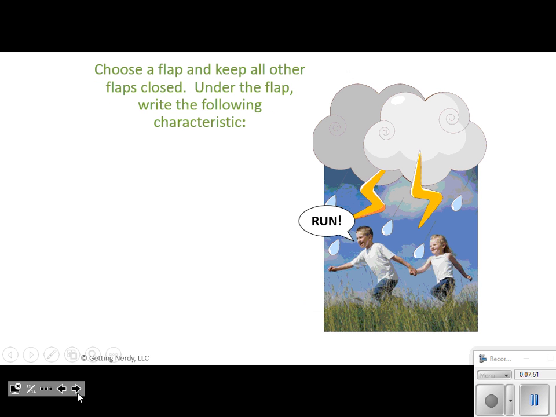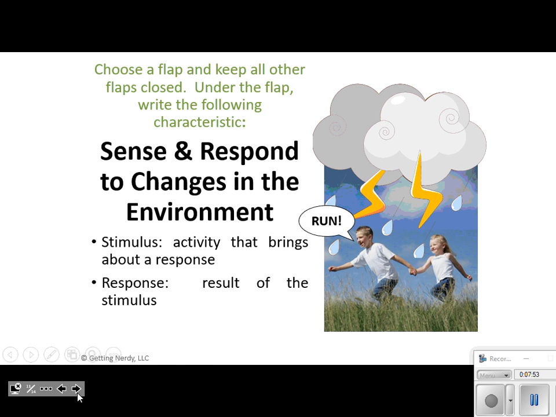Our next characteristic is that living things respond to changes in the environment. A stimulus is an activity that brings about a response. The response is a result of the stimulus.